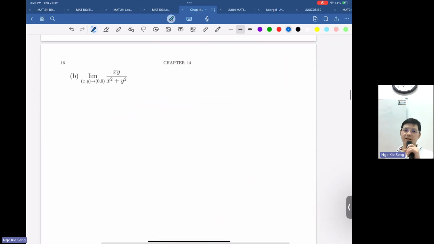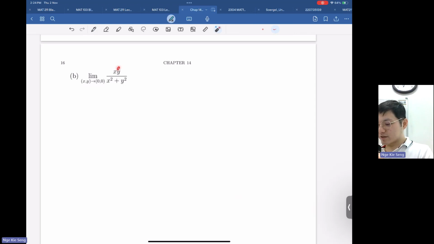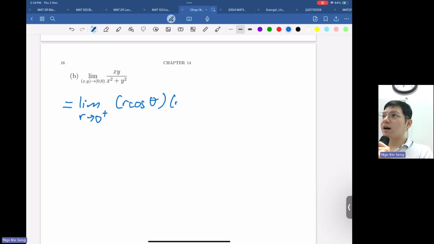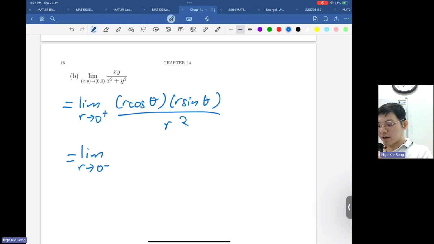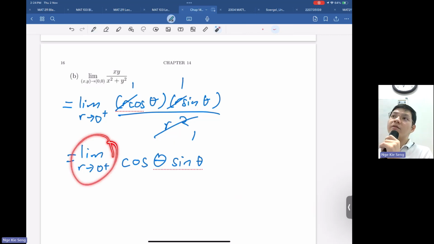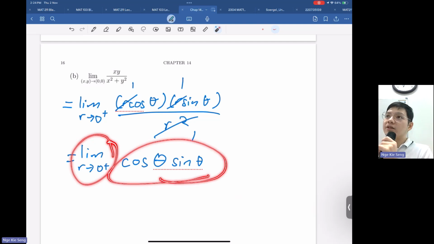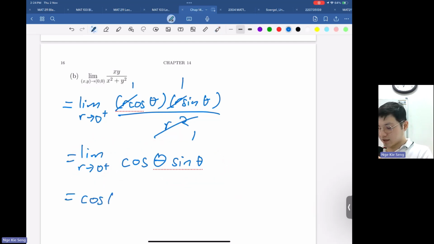This one. We can use a similar technique here, because if you substitute 0, 0, you still get 0 over 0. So if I do the polar change, what happens to my function? R cos theta times R sine theta, over R squared. This time is different. The radius gets cancelled, all the R get cancelled. You are left with some trigonometric function, but your limit is in terms of radius, so this is a constant radius function. This is just cos theta sine theta.